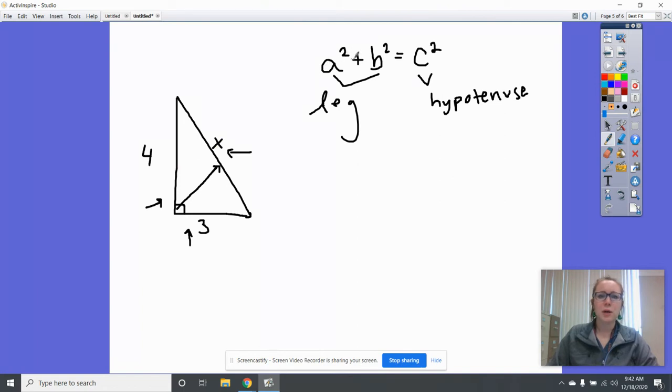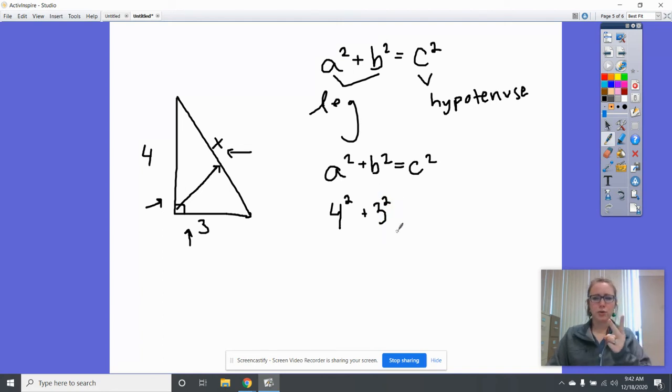So a squared plus b squared. I'm going to start by writing down the formula: a squared plus b squared equals c squared. Now I'm going to plug in some values. I know one of the legs is 4 squared, plus I know the other leg is 3 squared. Now, honestly, it doesn't matter if I had switched those two. Either way is fine. Equals.